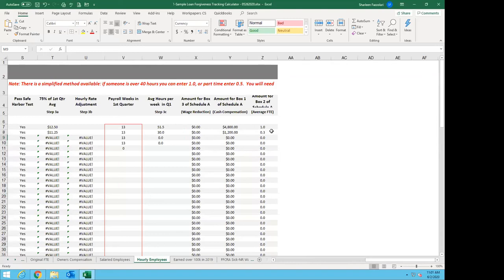But if you end up at the end of this application where you have a shortage on FTEs, I would recommend to go back and look at the simplified method to see if that would be more beneficial to you. What the simplified method means is that if somebody works 40 or more hours, they equal 1. If they are anything under 40 hours, they're 0.5. So if you fall short, even after doing the safe harbors and the reductions, you can go back and look to see if doing the simplified method might result in better results for you.